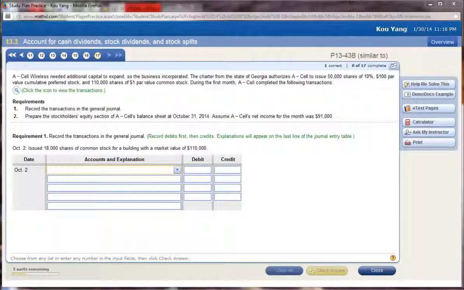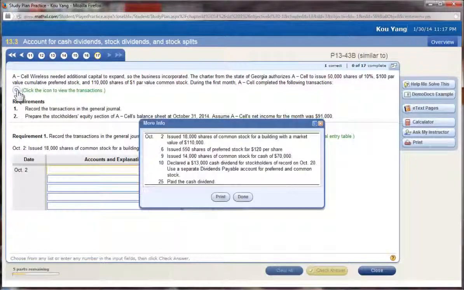ACell Wireless needed additional capital to expand, so the business incorporated. The charter from the state of Georgia authorizes ACell to issue 50,000 shares of 10% $100 par value cumulative preferred stock and 110,000 shares of $1 par value of common stock. During the month, ACell completed the following transactions.